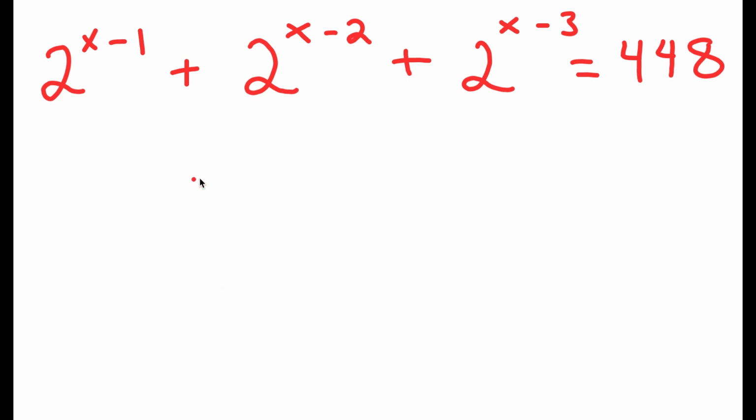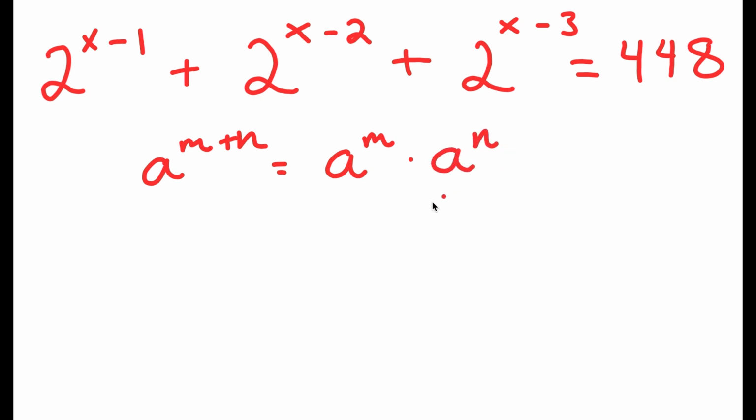Alright, so in this problem, I have 2 to the power of x minus 1 plus 2 to the power of x minus 2 plus 2 to the power of x minus 3 is equal to 448. So now if I have a to the power of m plus n, this is equal to a to the power of m times a to the power of n.